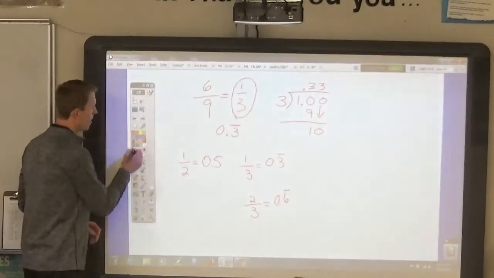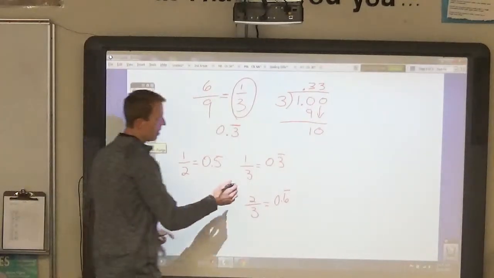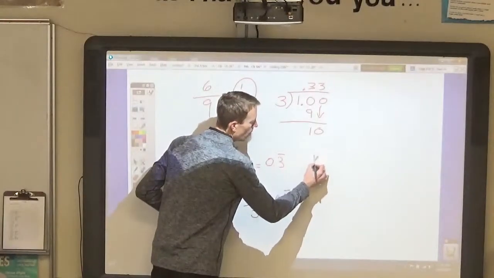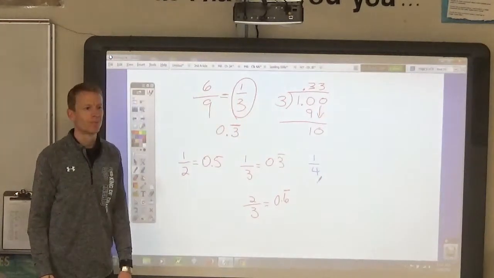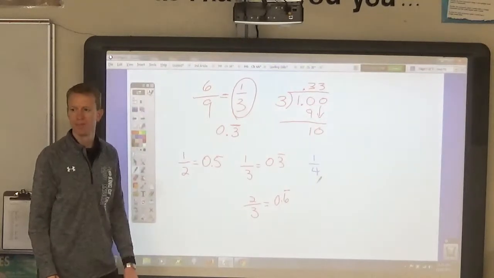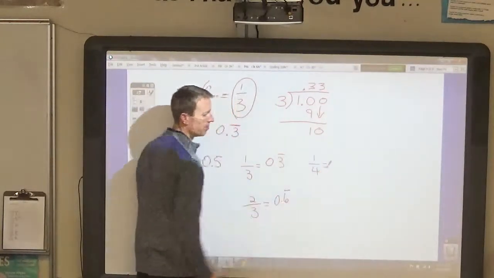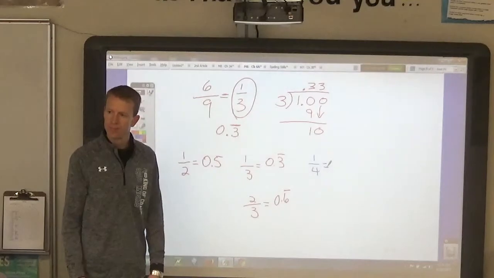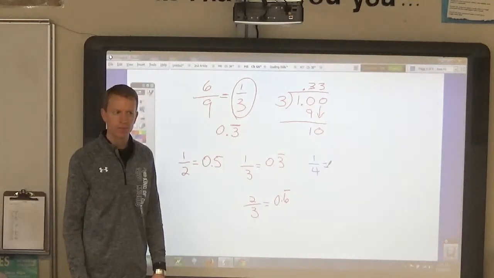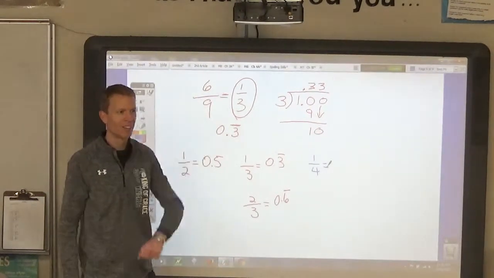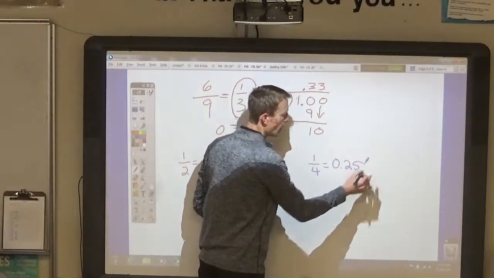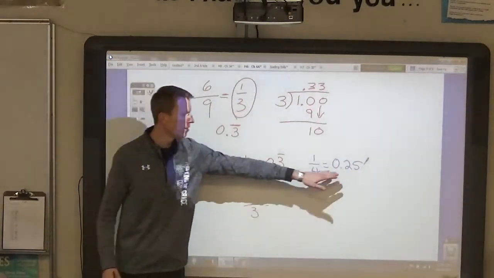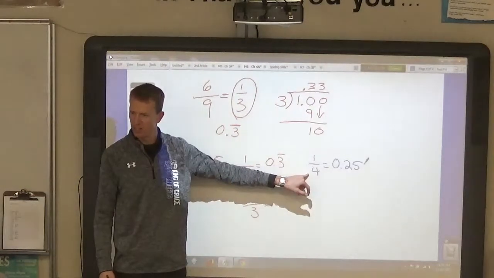How about these? These are easy also. What's that one? Alex? As a decimal. It's not a repeating one. 0.25, like 25 cents. Because 25 cents is 1/4 of a dollar.